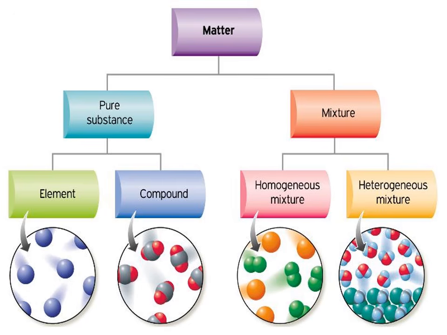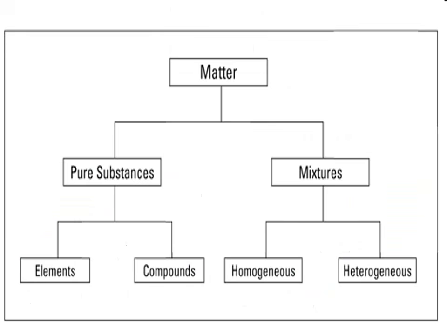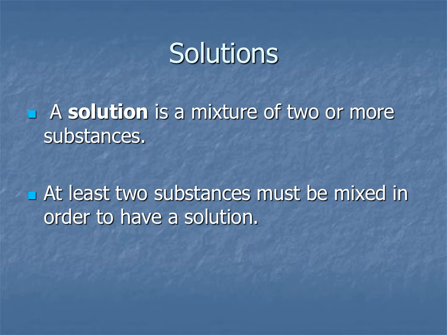Okay, again, matter is made up of two different things. Matter can either be pure substances or matter can be mixtures. And then pure substances are either elements or compounds, and mixtures are either homogeneous or heterogeneous. Okay, same kind of graphic organizer, breaking matter down for you. And then the last thing is on solutions.